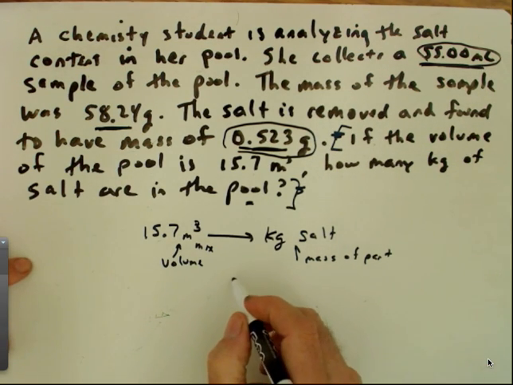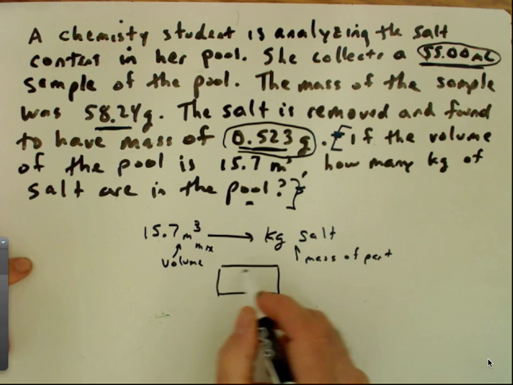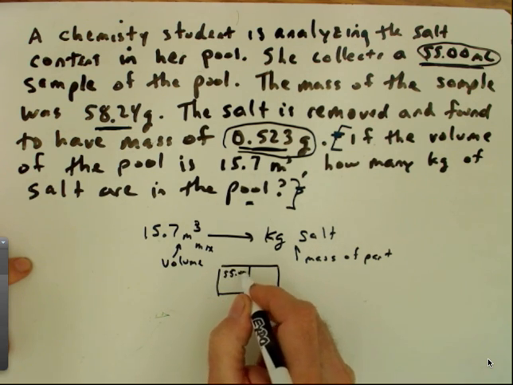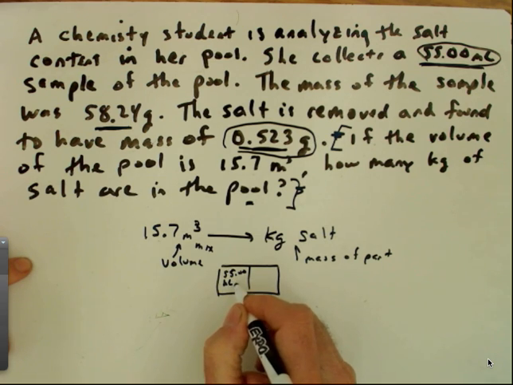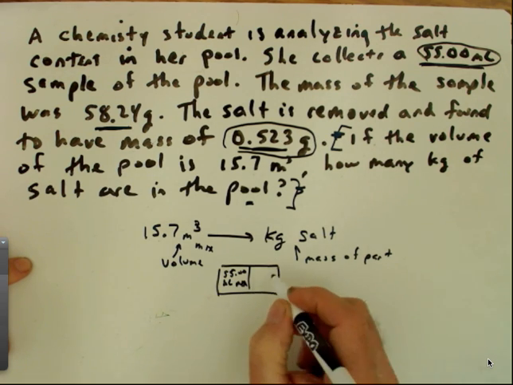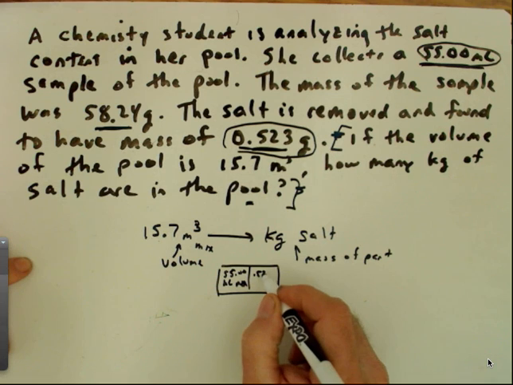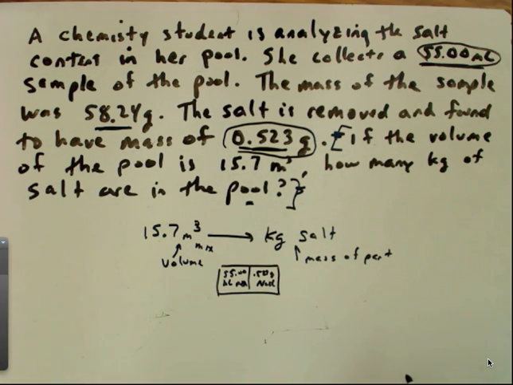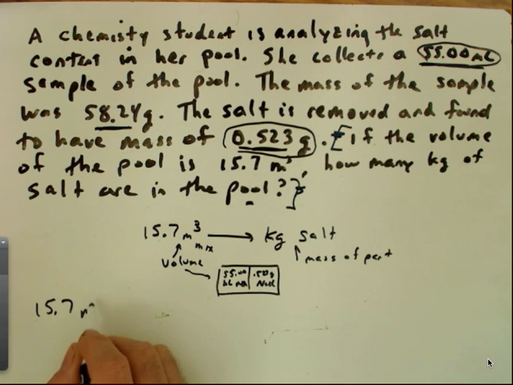So that means I can make sort of a ratio or a conversion factor that's going to look like this. 55.00 milliliters of the mixture, it will contain 0.523 grams of salt. And so I can use that in the middle of my problem. So to use this, I need to change the volume of the pool to milliliters. So let's start there. 15.7 cubic meters. Oops, let's be real specific. That is cubic meters of the mixture.